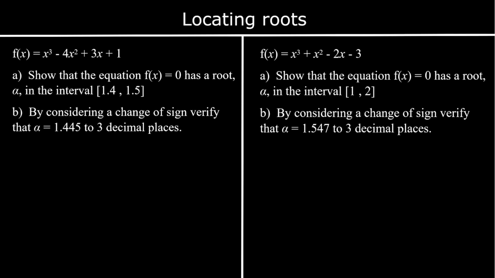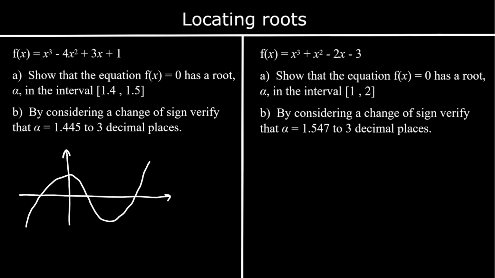The roots of a function are where it crosses the x-axis. So if we have a cubic function, it's got up to 3 roots, 3 points where it crosses the x-axis. On one side of the root we're going to have a positive, and on the other side a negative, because it goes through the x-axis. So we can use this to find roots.